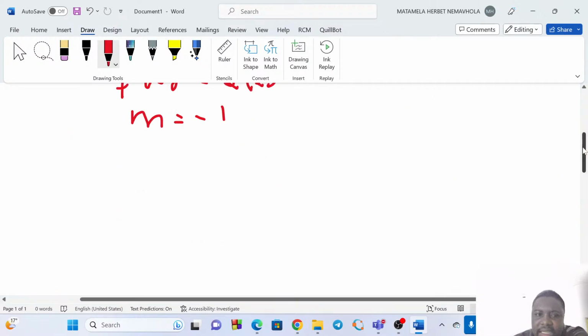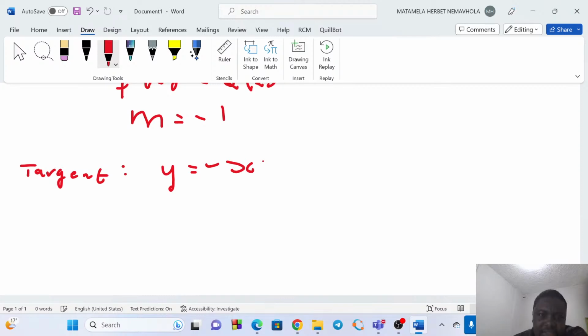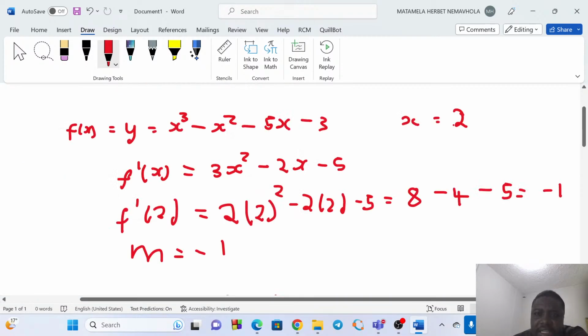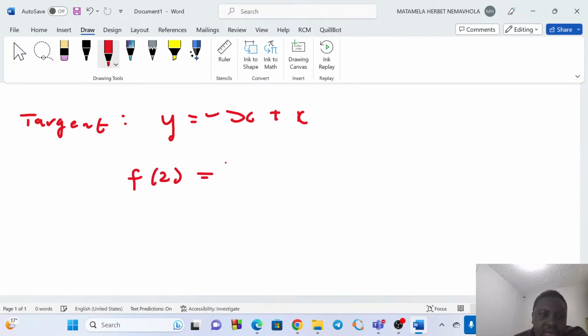So when our m is equal to minus 1, our equation for the tangent can be written as y equals minus x, because it's minus 1, plus c. So now we want to find the value of c. At x equals 2, we're going to substitute this x equals 2 in the original equation. So when we find f of 2 in the original equation, it's going to be equal to 2.